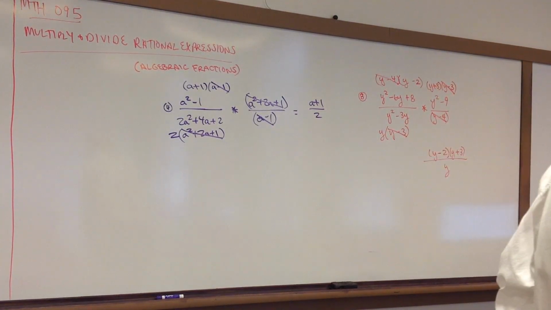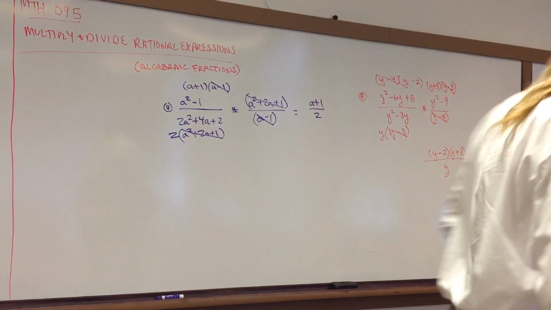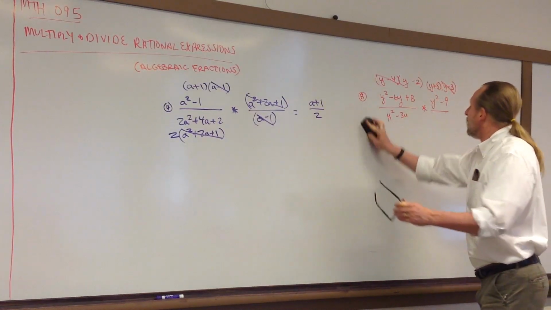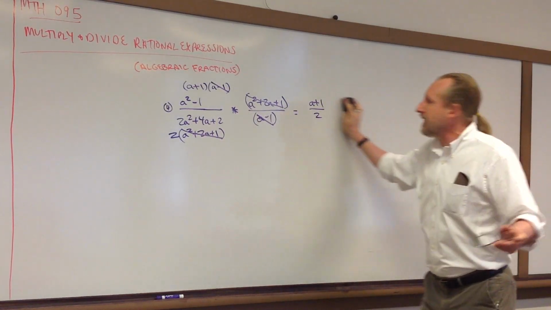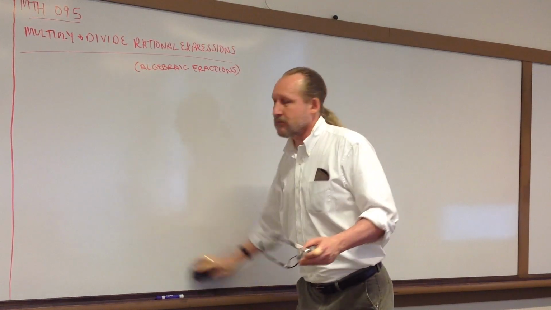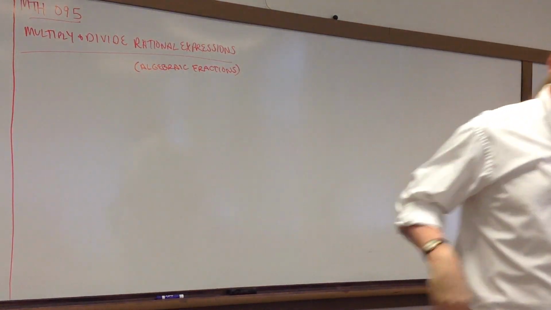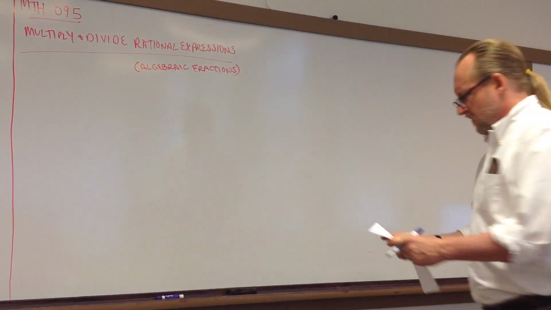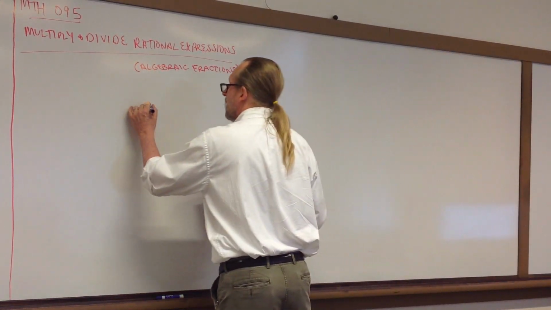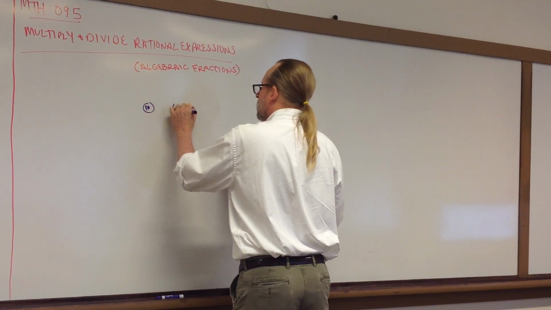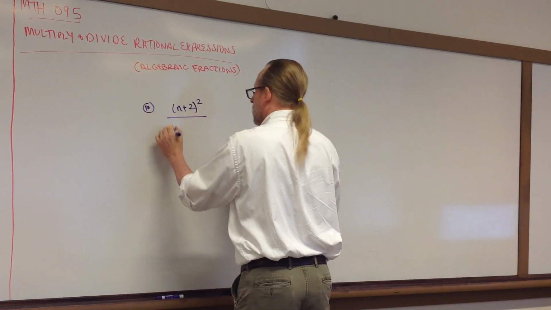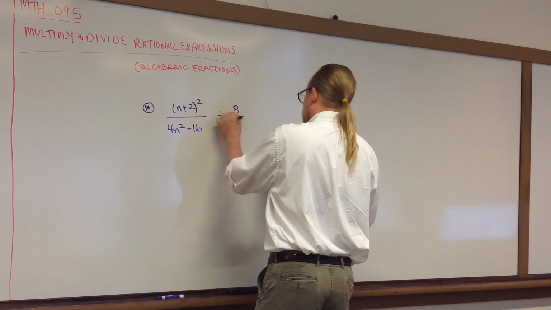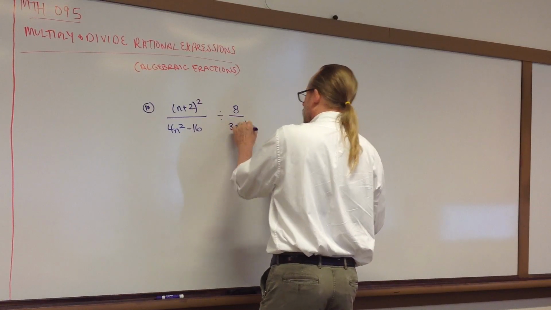Let's take a look at a couple of dividing fractions. The only difference here is that you just take the problem, multiply by the reciprocal, and then you're working a multiplication problem. So let's look at an example here. Problem 10. We've got n plus 2 squared over 4n squared minus 16 divided by 8 over 3n minus 6.